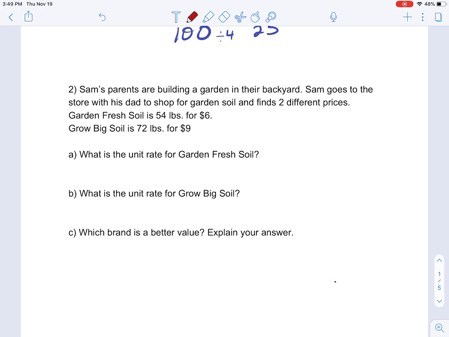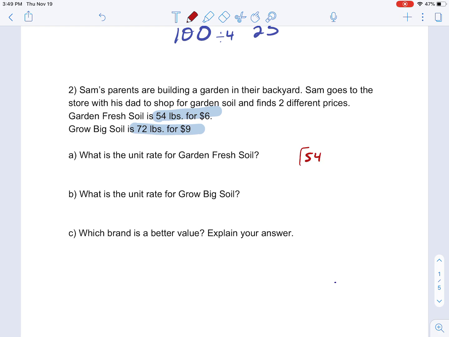Number 2, Sam's parents are building a garden in the backyard. Sam goes to the store with his dad to shop for garden soil and finds 2 different prices. For the garden fresh soil, it is 54 pounds for $6. For the grow big soil, it is 72 pounds for $9. So, letter A tells us, what is the unit rate for garden fresh soil? Well, unit rate is going to be how many pounds per dollar. So we need to divide 54 pounds by $6, which gives us 9. So the rate for the garden fresh soil is 9 pounds per dollar.